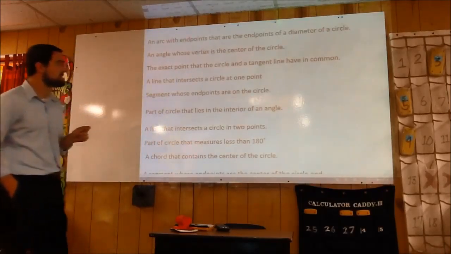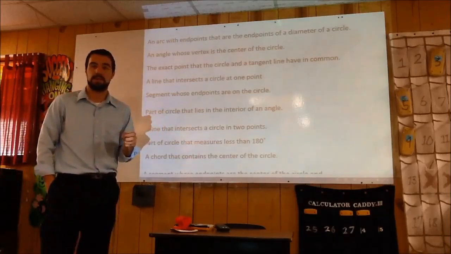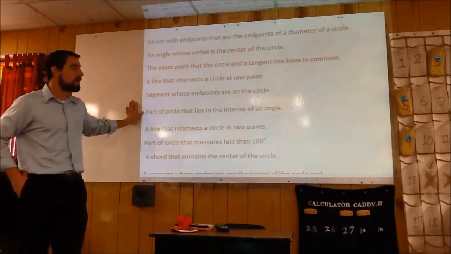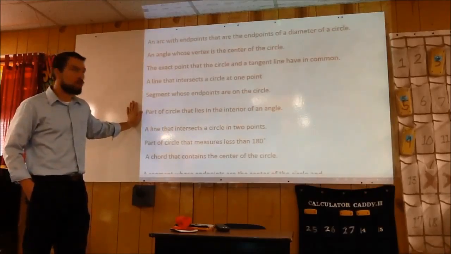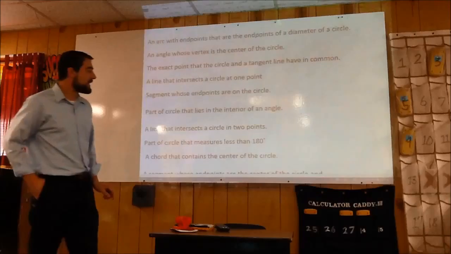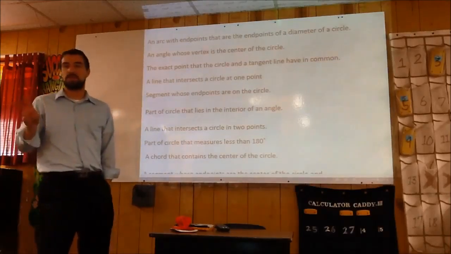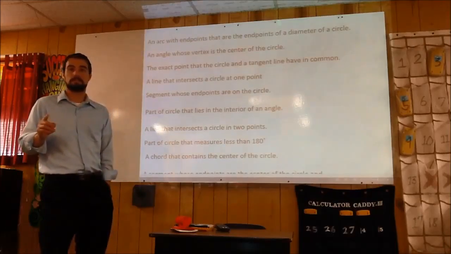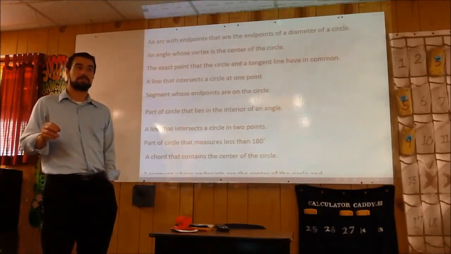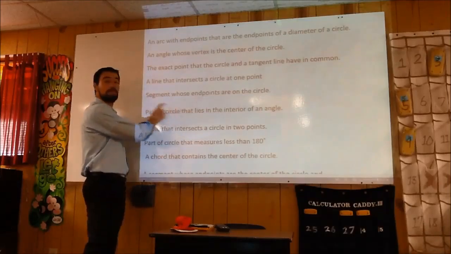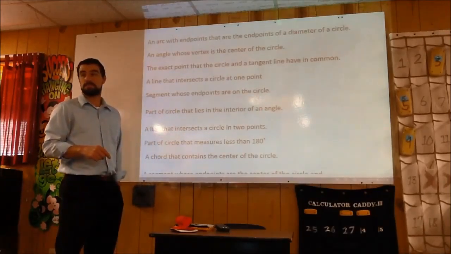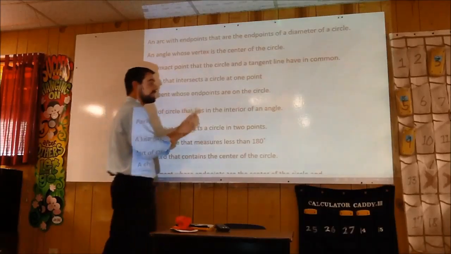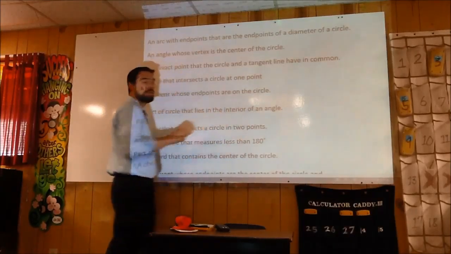A line that intersects a circle at exactly one point. Tangent. A segment whose endpoints are on the circle. Chord. Part of a circle that lies in the interior of an angle. It's just 2 words. What is a part of a circle called? Arc. Okay? There are many types of arcs out there. I'm referring to the one that is in the interior of the angle.